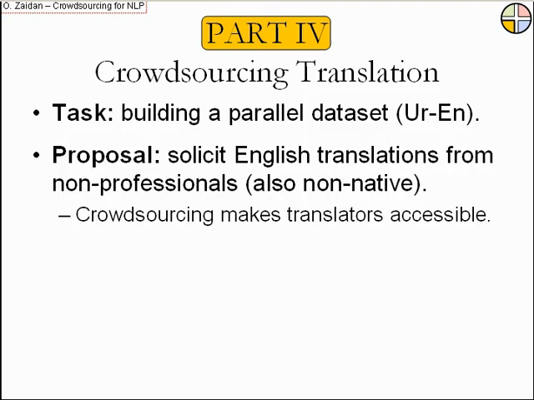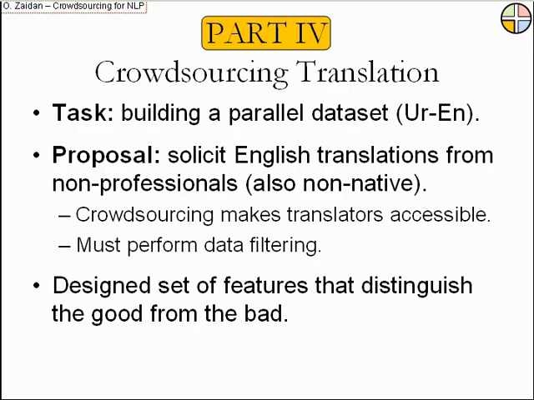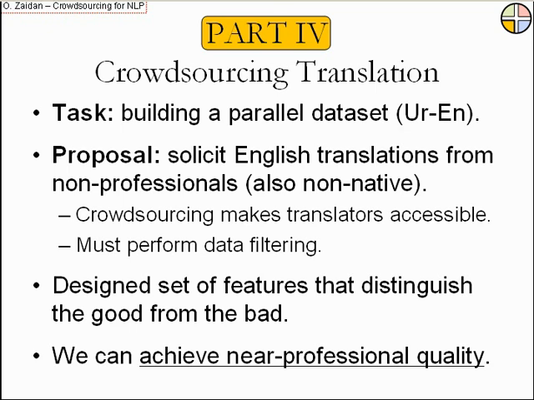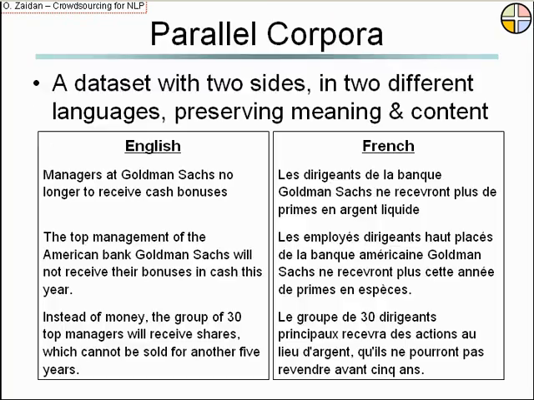Crowdsourcing makes those translators accessible to us, even though they're located mostly in India and Pakistan, where Urdu, the source language, is spoken. Unfortunately, a lot of the translations that we get back are of inferior quality, and we must perform relatively aggressive data filtering. We will discuss a set of features that can help us distinguish good translations from bad translations. And we can see that after you apply this filtering, we achieve translation quality that is comparable to that from professional translators.